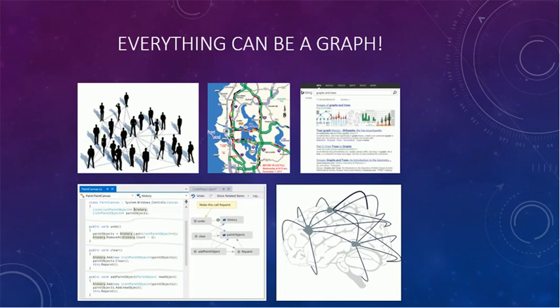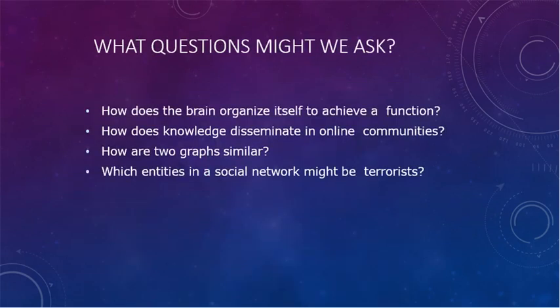When we are talking about the graph, we can ask different questions: how does the brain organize itself to achieve a function, how can we disseminate knowledge among online communities, how are two graphs similar, what social entities or networks can be together, and what social networks can be used by different terrorists or organizations. So by understanding how graphs and trees work, we can work on different social and technological problems, and find out which is the best solution for our analysis, and what we can find out through our graph and trees hierarchy.